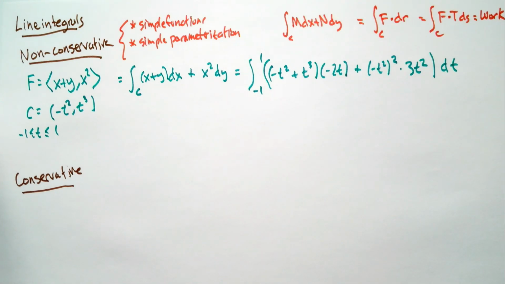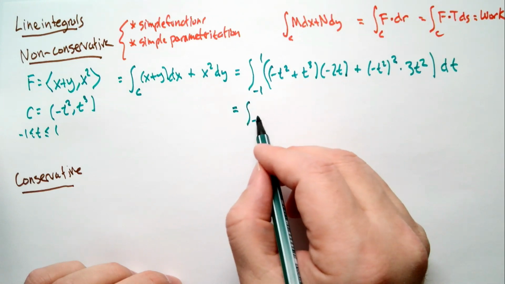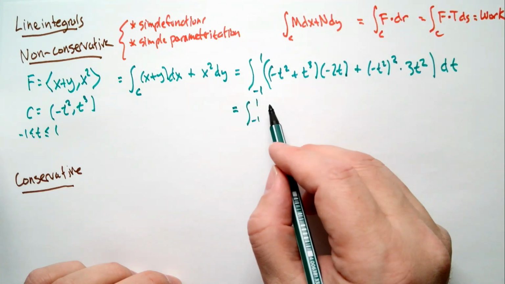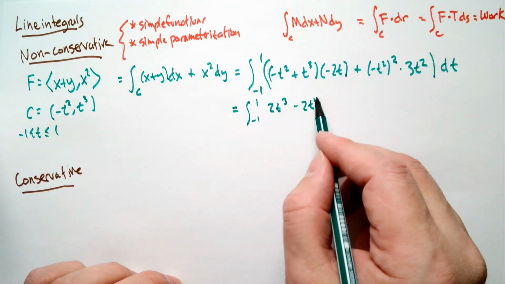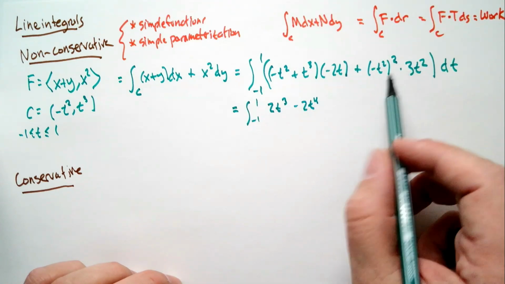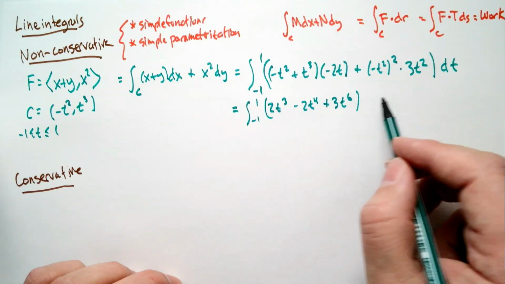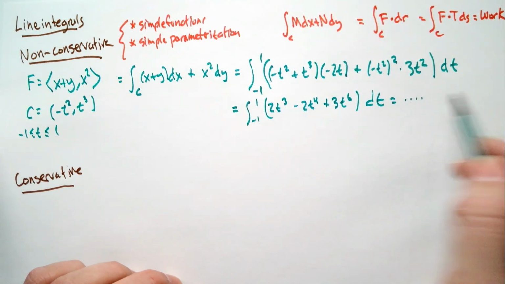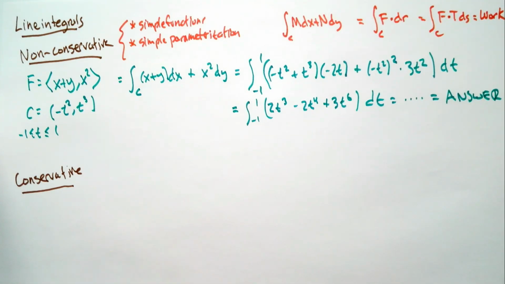Same idea if it's a three-dimensional thing. And now what you have is you look at this and say, oh, this is not a bad integral. I mean, it's not an exciting integral. We'd have -1 to 1 of 2t cubed minus 2t to the 4th. Then here you'd get plus 3t to the 6th. And you evaluate that, and you get an answer. And after this step, there's nothing really exciting that happens.